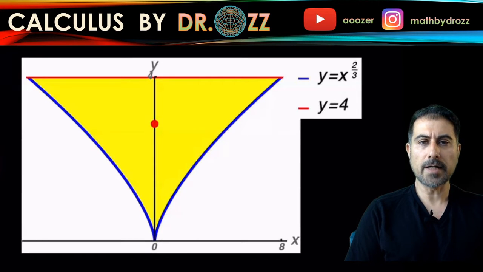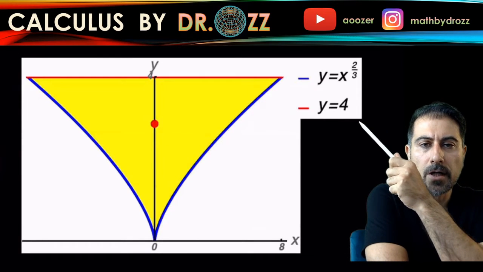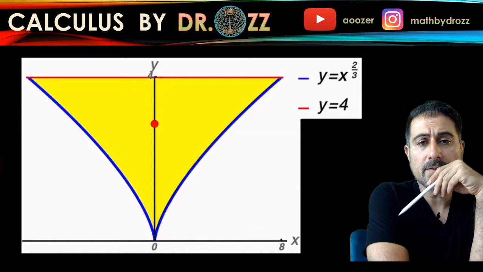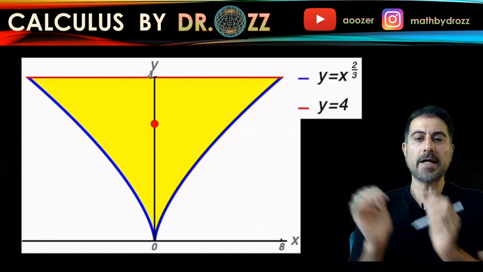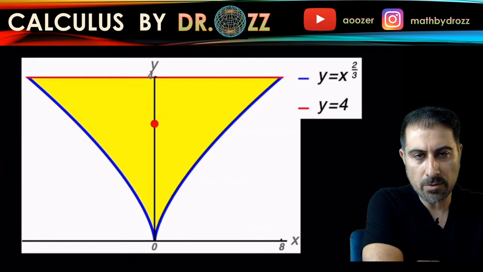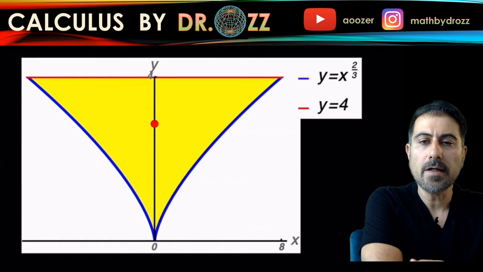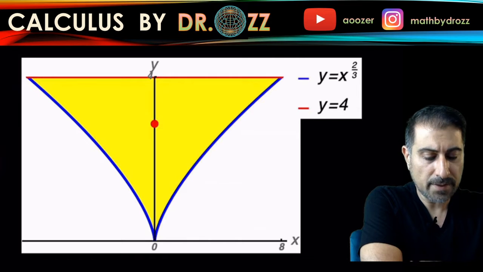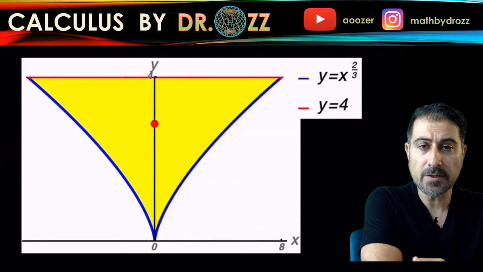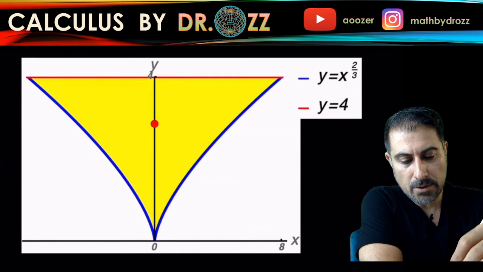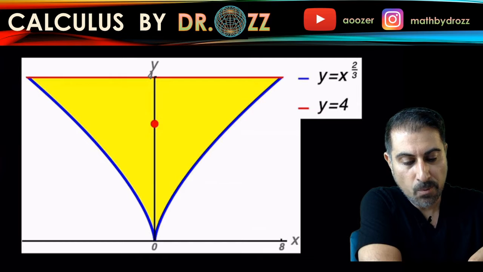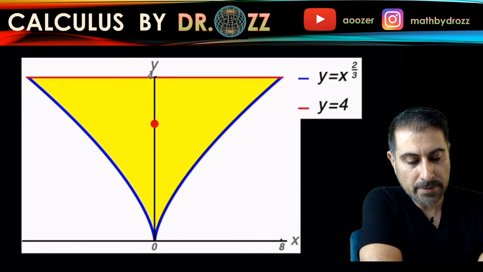So here we go. The red curve here, which is the horizontal line, is just y equals 4, and the blue curve, we have two branches of that, right? That corresponds to y equals x to the power of 2/3. Okay, so we're trying to find the center of mass, and as you see, this region is symmetrical about the y-axis. So we know that the center of mass is going to be somewhere on the y-axis. So it should be somewhere here.